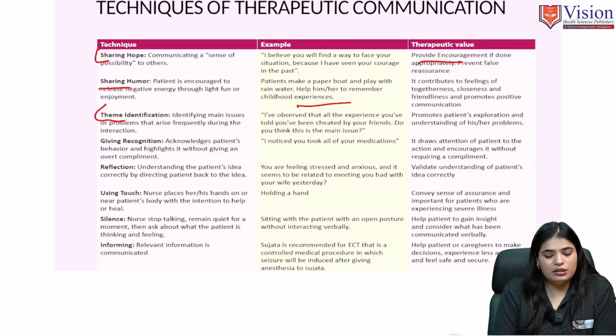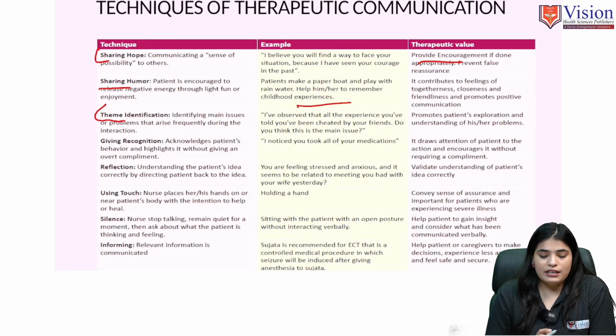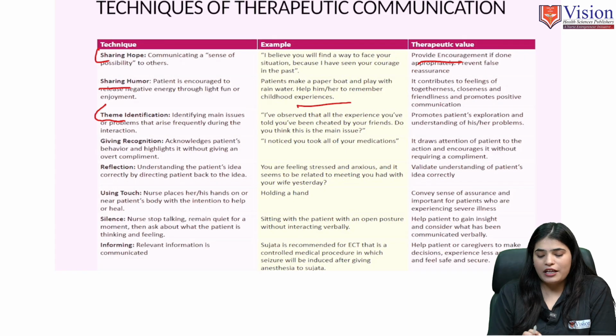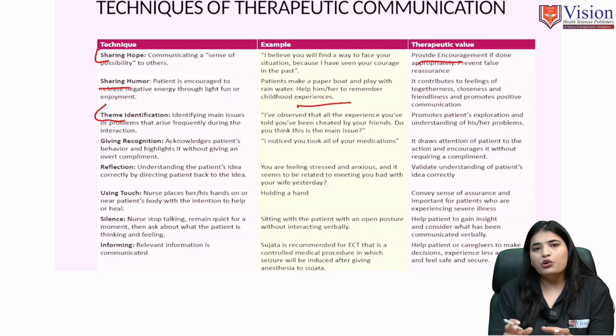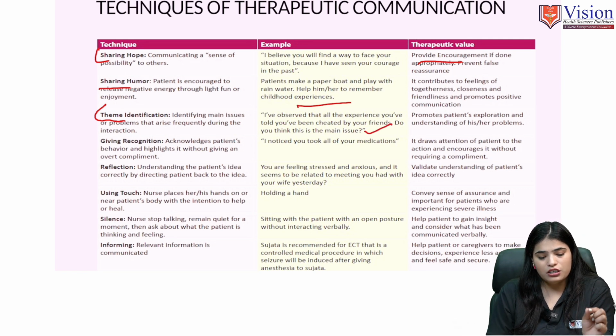Next is theme identification. It is another therapeutic communication technique. Identify the main issues or problems that arise frequently during the interactions. Like, I have observed that in all the experiences you have told, you have been cheated by your friends, or do you think the main issue is that your family members are not properly respecting you? Do you think this is the main issue? So this is how you can find out the main theme, why the patient is bothered. Okay, so this is theme identification. You have to find out the main issue here.